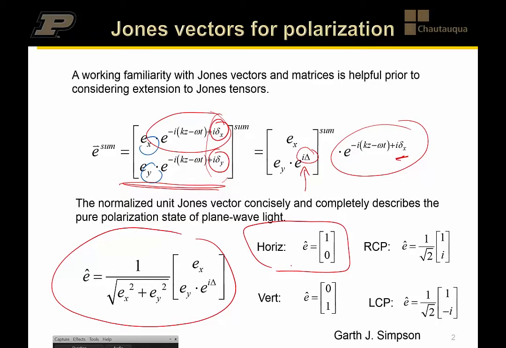For horizontal polarization, if the x position is defined as the horizontal, coparallel with the horizontal axis, then it's simply 1, 0. Vertical is 0, 1.